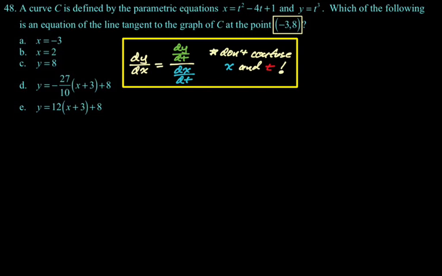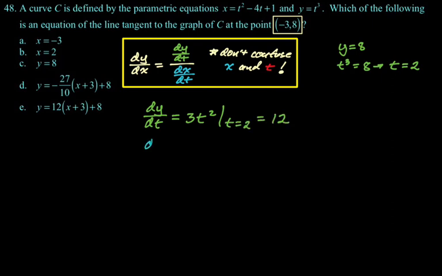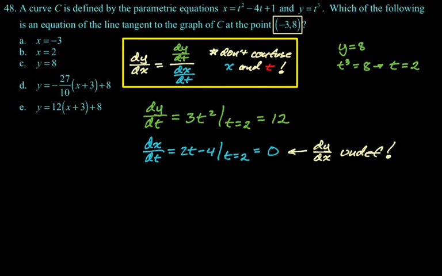So let's figure out the t value. I'm going to use y because y only has 1 value, whereas x could have 2 potential values. So y is equal to 8, which means that t cubed is equal to 8, which means that t is equal to 2. So now t is 2. I'm going to evaluate dx dt and dy dt at 2, but first I have to find those. So dy dt first is going to be 3t squared. And if we just plug in 2, we're going to get 12. And then dx dt is going to be 2t minus 4. And if we plug in 2, we are getting 0. And so we're going to get 12 over 0. That means that dy dx is undefined.